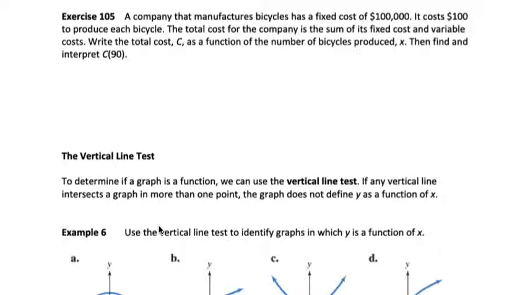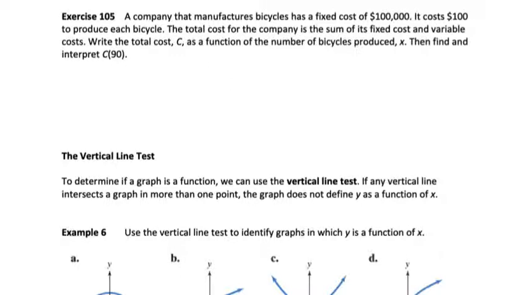What we're going to do next is look at one of the problems in the exercise section of the textbook, and we're going to look at this because there's going to be a similar problem in your homework. This is exercise 105 from the problems in the end of the section. It says a company that manufactures bicycles has a fixed cost of $100,000. It costs $100 to produce each bicycle. The total cost for the company is the sum of its fixed cost and variable cost. Write the total cost C as a function of the number of bicycles produced X. Then find and interpret C of 90.